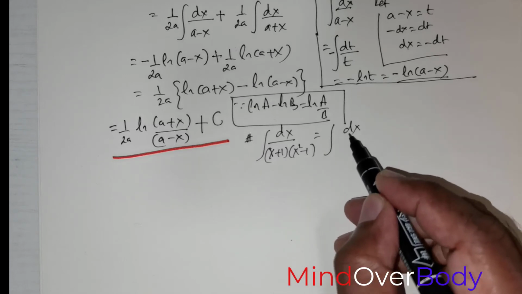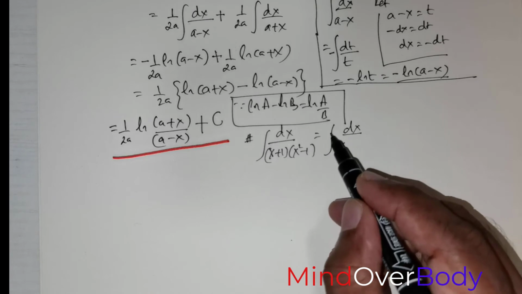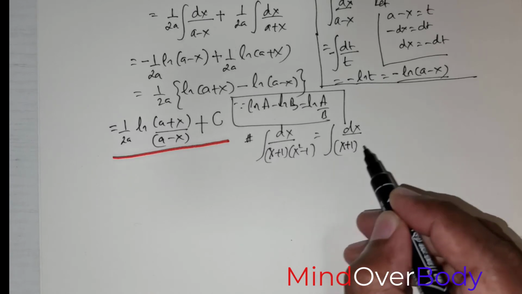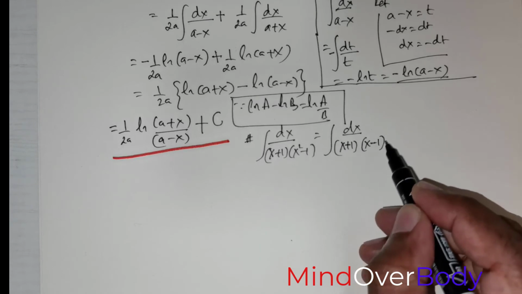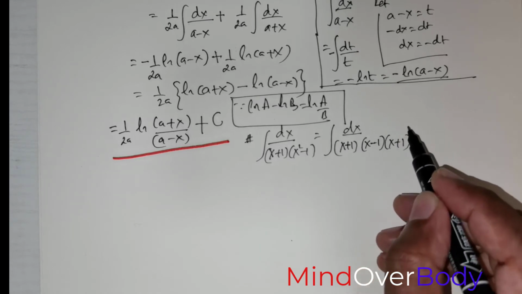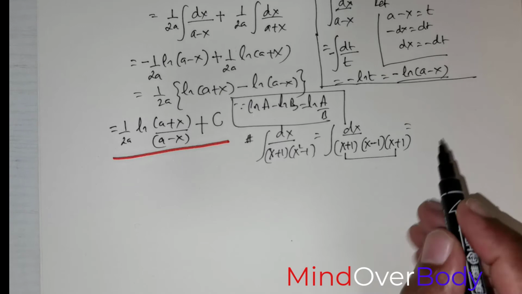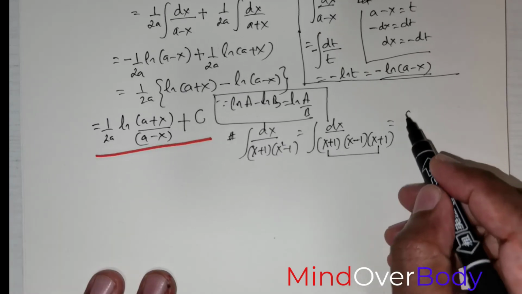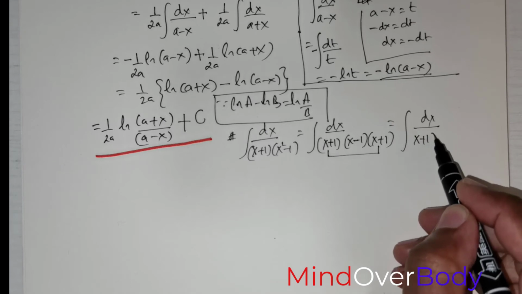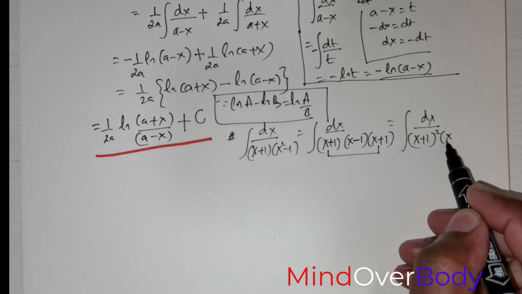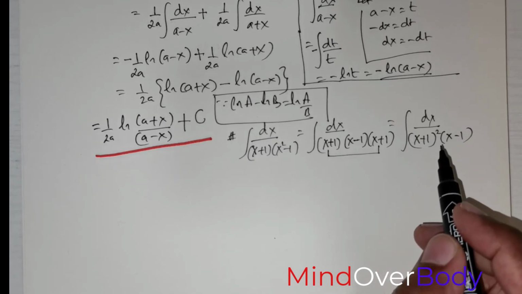So what I'm going to do is rewrite this as the integral of dx over (x + 1) times (x squared - 1). This is actually (x - 1) times (x + 1). Now I can club x + 1 with x + 1. So thereby I would get the integral of dx over (x + 1) raised to the power of 2 times (x - 1). So this is fair enough.